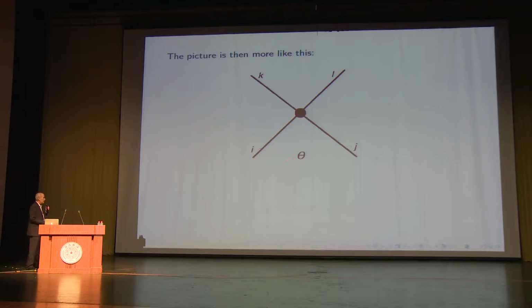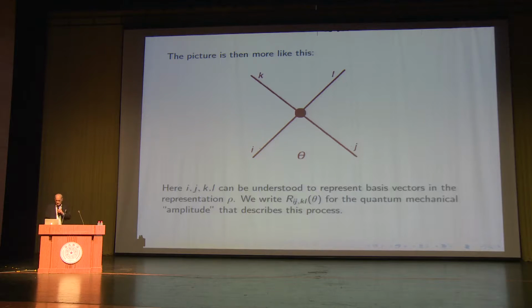There's a rapidity difference theta. Particles of type I and J come in. Particles of type K and L go out. You can think of I, J, K, and L as basis vectors for our representation, and we write R_IJKL of theta for the quantum mechanical amplitude that describes this process.